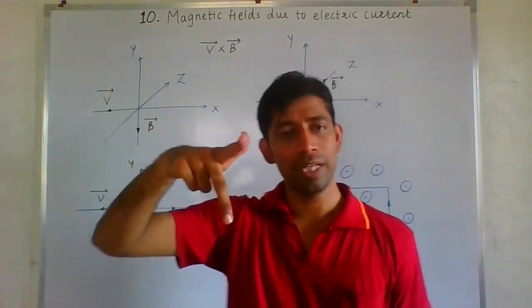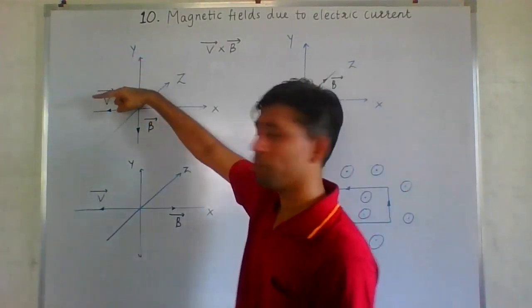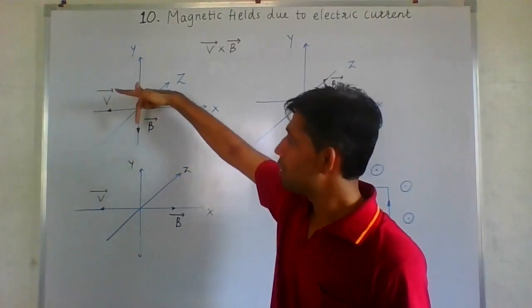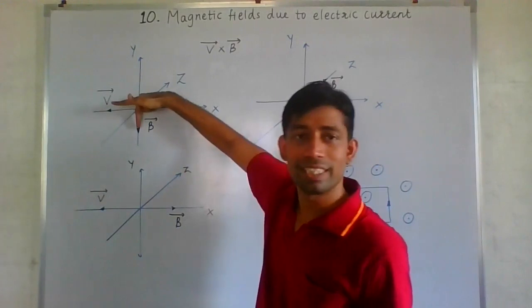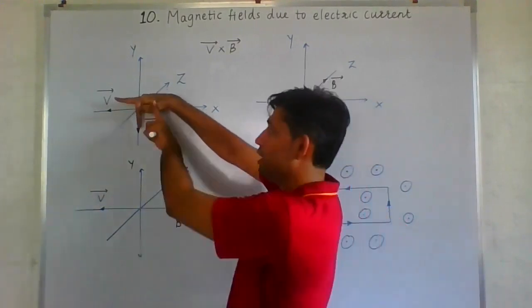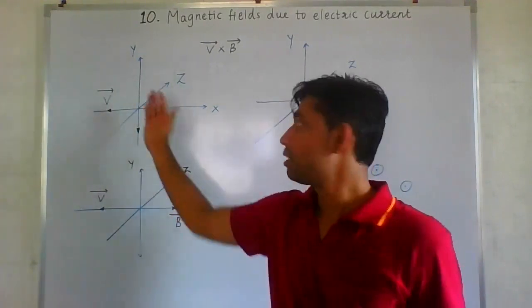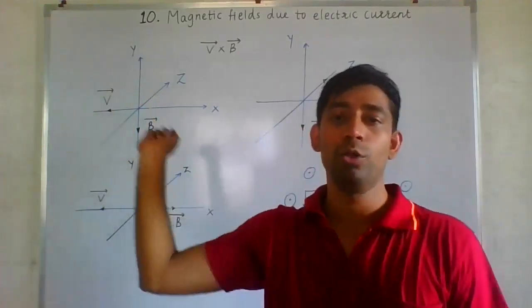First, I'll be applying this one. So you know that the first finger should be in the direction of velocity, that is the current. Then the magnetic induction should be shown by the second finger. I hope this is fitting very well in this case. And my thumb, if you see, it is coming outside. I hope you can see that. Thumb is coming outside. So the direction of force is outwards.